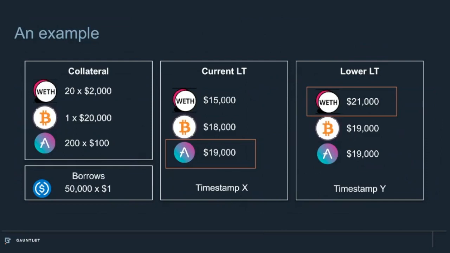A user deposits 20 WETH, 1 Bitcoin, and 200 Aave at prices of $2,000, $20,000, and $100 respectively. And they borrow 50,000 USDC. In a baseline sim, the user starts with $40,000 worth of WETH, $20,000 worth of WBTC, and $20,000 worth of Aave. Let's say this account gets liquidated at time step X, when the balances are 15,000 USD worth of WETH, 18,000 USD worth of WBTC, and $19,000 worth of Aave.